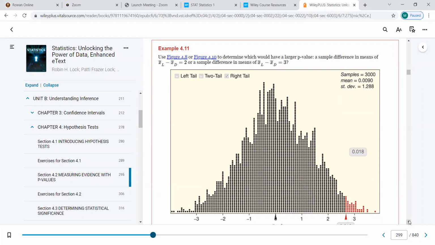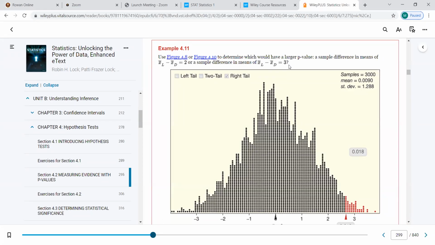Suppose we had a sample difference in means of 2, or a sample difference of 3. Let's assume here's your 3,000 samples, and we're looking again at the difference between the light group and the dark group for the samples. Suppose that the difference in the sample mean is 2 for one sample, and for another sample is 3. So I want to ask which one has the larger p-value?